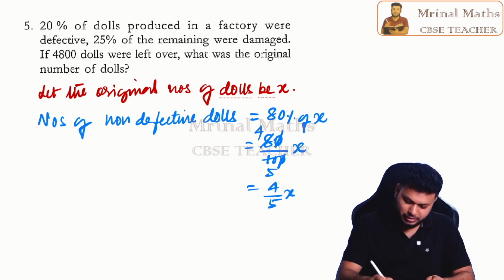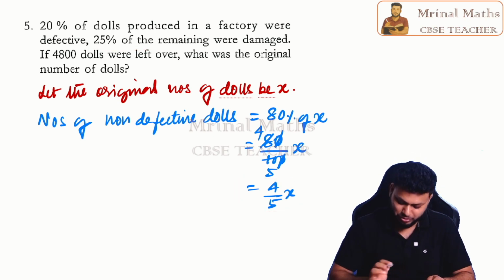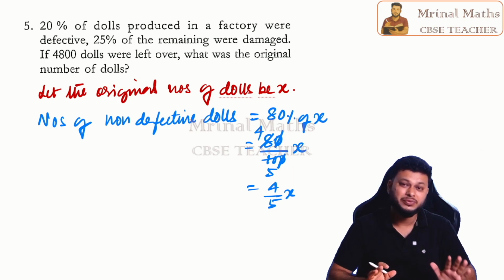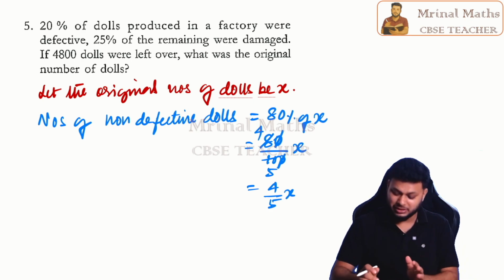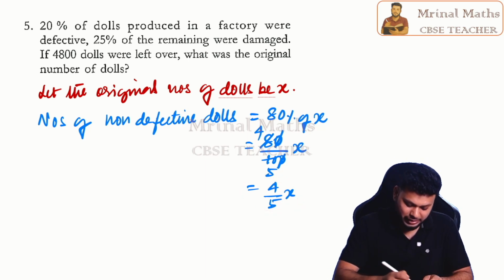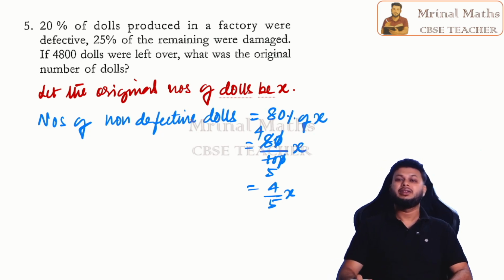Now you see, the question says that out of this value, again 25% were damaged. Out of 4 by 5 X, that is the remaining dolls after 20% defective, but the story is not over. They are still saying 25% out of this 4 by 5 X got damaged. So let me follow that as well. If 25% of the remaining were damaged, then how many are non-defective? 100 minus 25, that is 75% are non-defective.